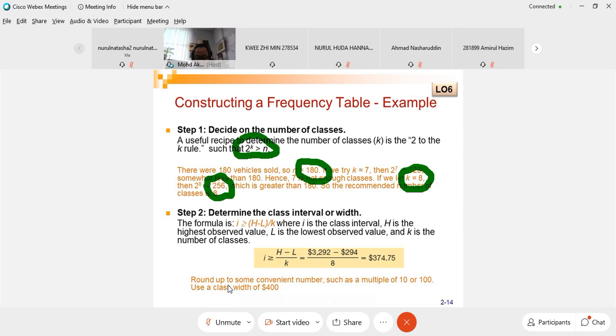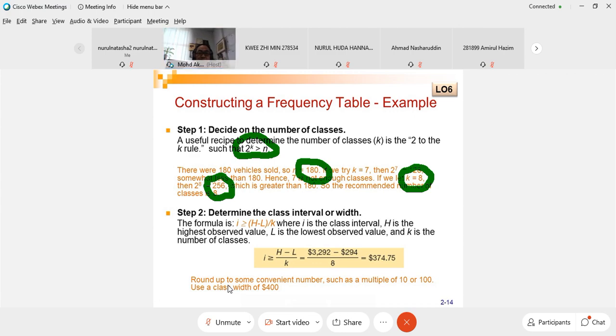Ya, Quizimin, ada calculator? Ada. Boleh calculate 3,292 minus 294, okay, divide by 8. Equal to 374.75. Okay, this one is the answer of I. I they mean class interval.